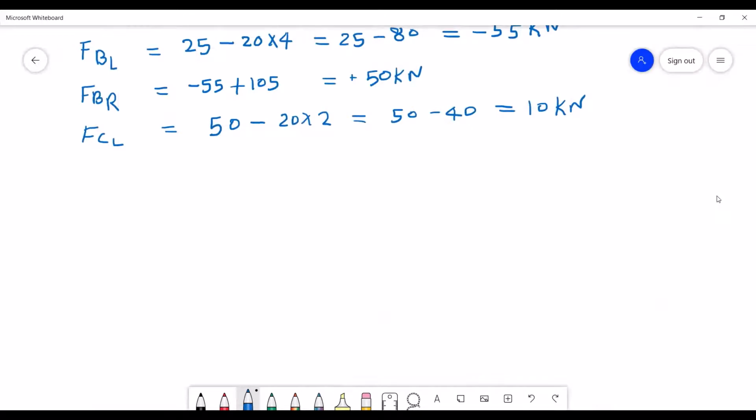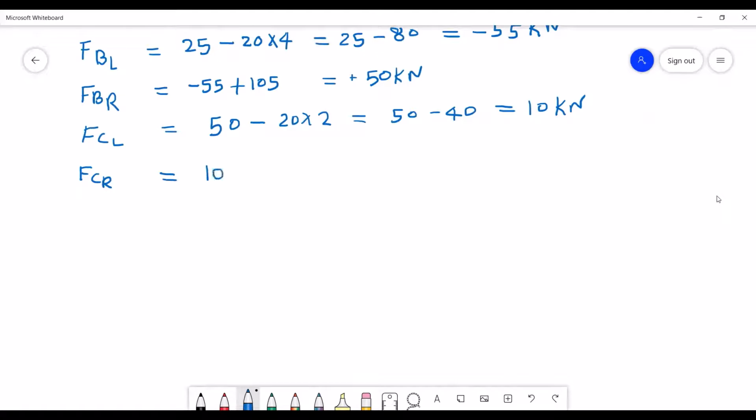Then what is the load at the right side of B? Taking the section to the right side of B, what will also come? The 10 kilonewton also will come.